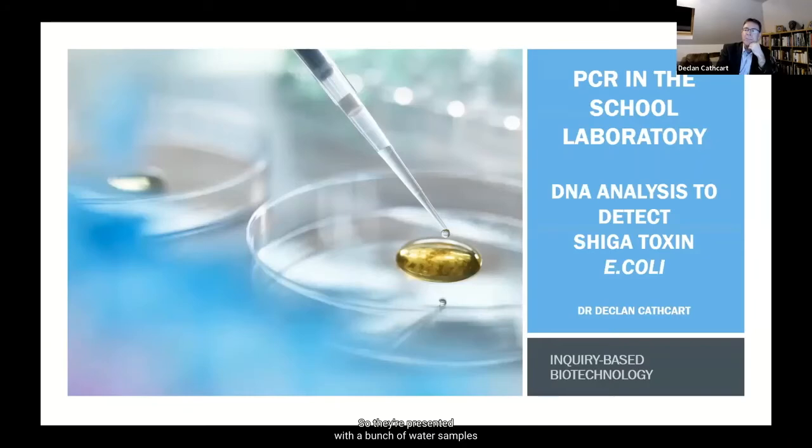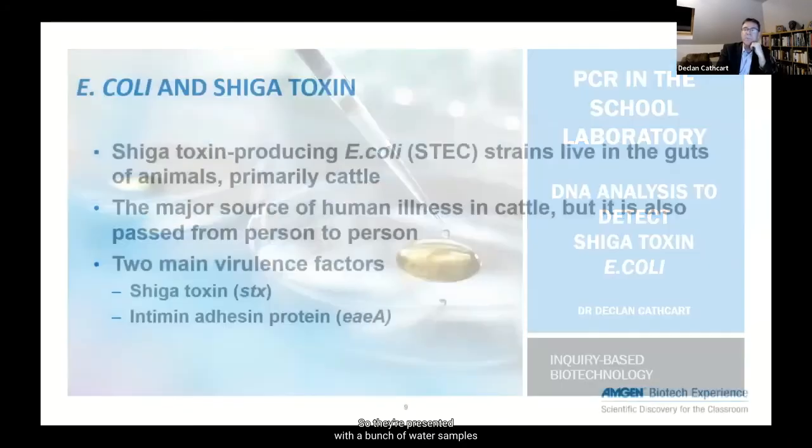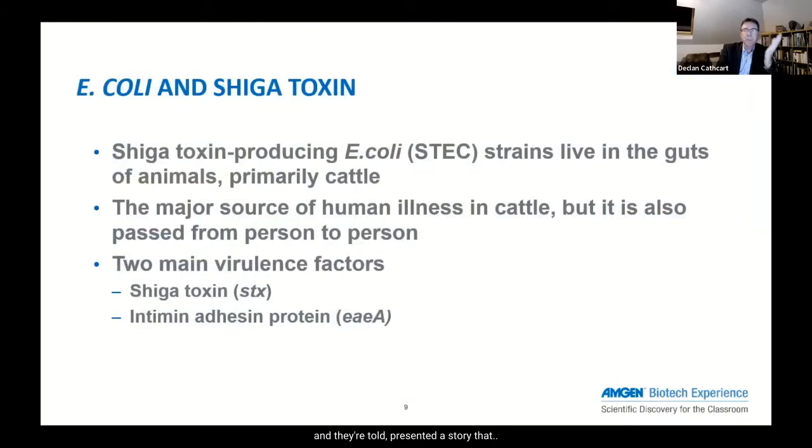So they're presented with a bunch of water samples. They're presented with a story that we have a problem in Ireland, probably more of a problem than any other European country, with certain strains of E. coli, these shigatoxin producing E. coli strains, which are associated with cattle, and we're a big cattle producing country, so we get these outbreaks every now and again. Drinking water supplies get contaminated. So it turns out that there's two genes that are associated with these E. coli, these STEC strains. One is a shigatoxin gene. That's the one that causes the problems and can be really serious problems, especially in elderly people and young infants.